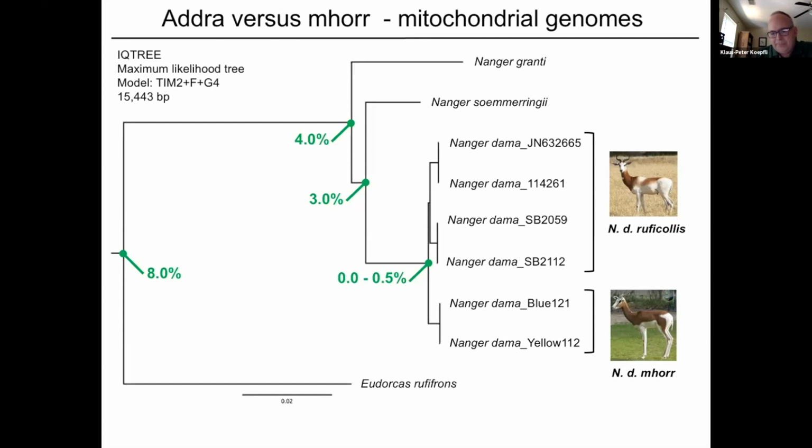And this is shown very nicely by the very short branch length separating the ruficollis versus the Mahor gazelles. Compare that to their sister species, the Speke's gazelle and the Grant's gazelles. There's much more difference between these. And then when you go out to a different genus like the red-fronted gazelle, Eudorcas, you find an even higher amount of difference.